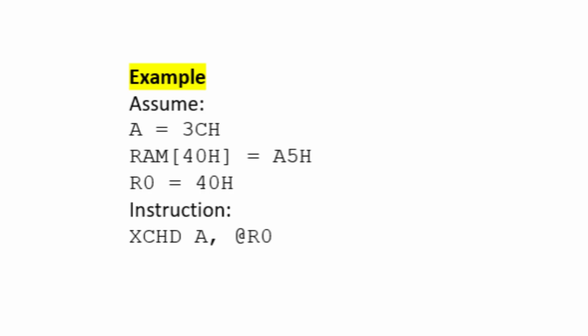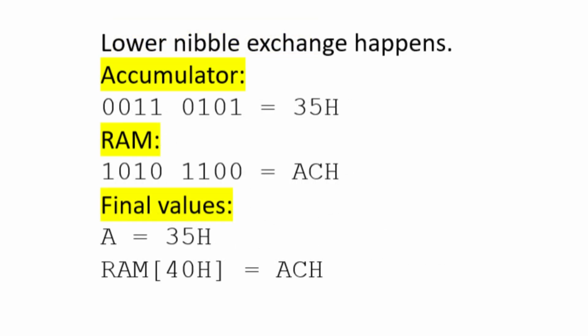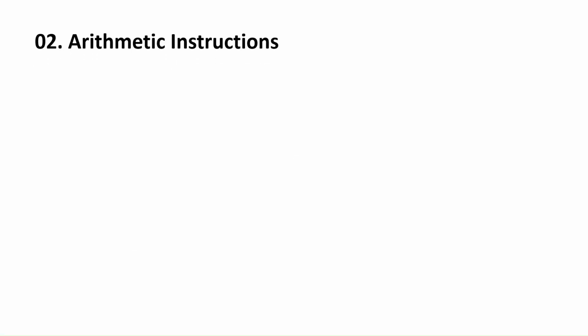Before execution. Accumulator: 3C equals 0011 1100. RAM: A5 equals 1010 0101. Lower nibble of A equals 1100. Lower nibble of RAM equals 0101. After execution, lower nibble exchange happens. Accumulator: 0011 0101 equals 35H. RAM: 1010 1100 equals ACH. Final values: A equals 35H. RAM 40H equals ACH.